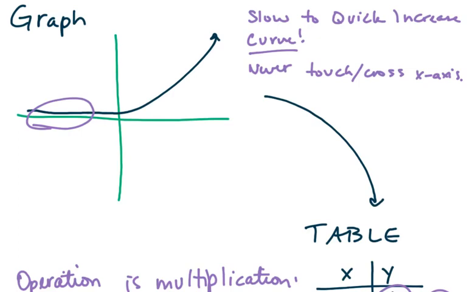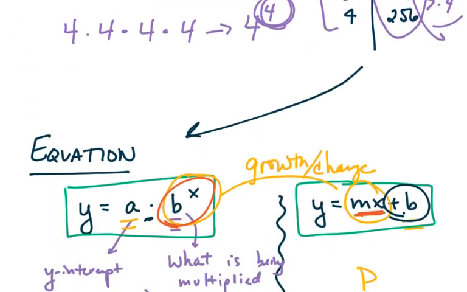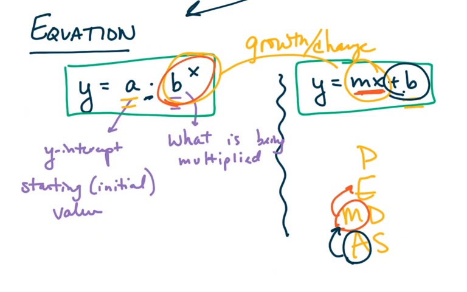Okay, so exponential functions, when you're writing equations, the thing you just need to keep in mind, because that's one of the big things you're going to have to do, is what's the y-intercept or what's the initial amount, and what am I multiplying by?